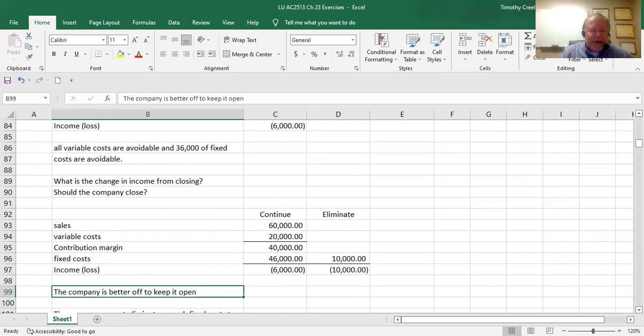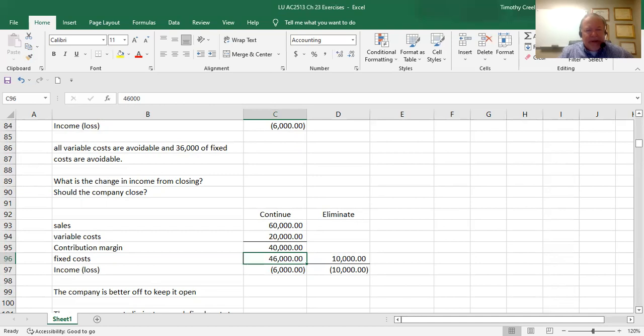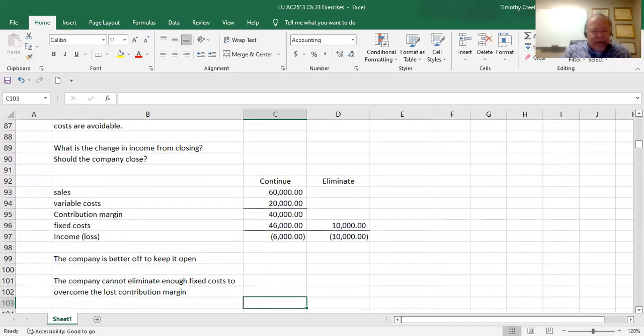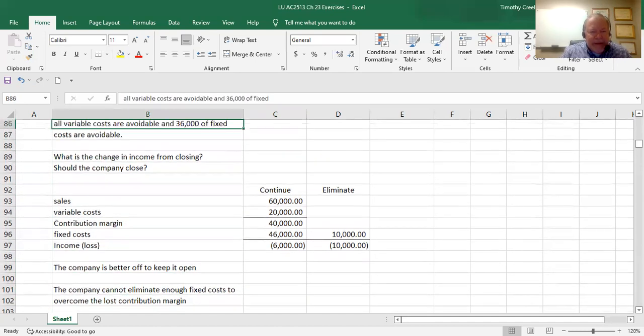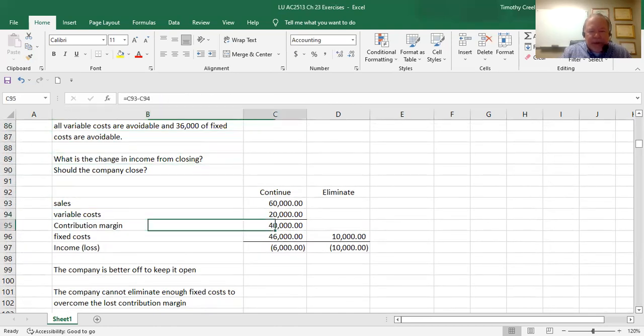So in this case, they are better off to keep it open, because they will have a greater loss than if they continue it, since they can't eliminate all the fixed cost. Another way to think about this problem is that the company cannot eliminate enough fixed costs to overcome the lost contribution margin. In this case, they could only eliminate 36,000 of fixed cost, but the contribution margin was 40. So if you can't eliminate enough fixed cost to overcome the lost contribution margin, you're just going to be worse off. Like in this case, the company would have $4,000 overall of additional losses if they close this segment because they cannot eliminate all the fixed cost.